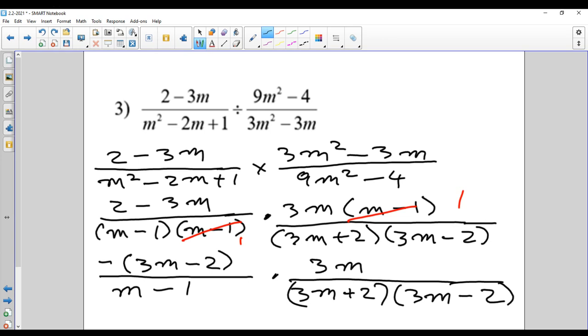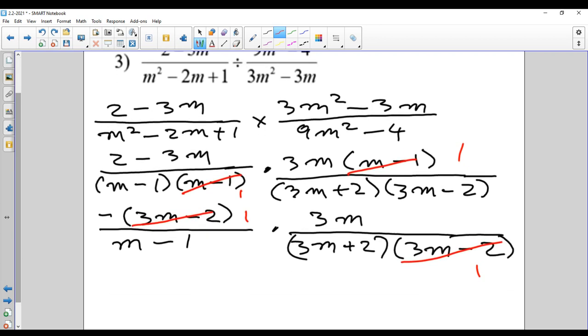Okay, help me out, folks. The 3m minus 2, right? So I'm going to do this: a 1 here and a 1 here. But there's a minus in front here, though, folks. Be aware of that. There's a minus in the front.